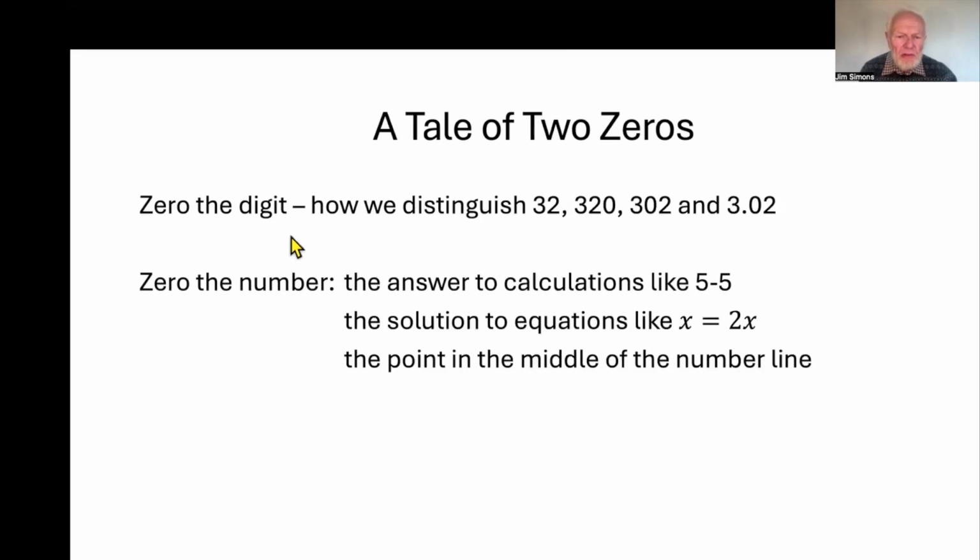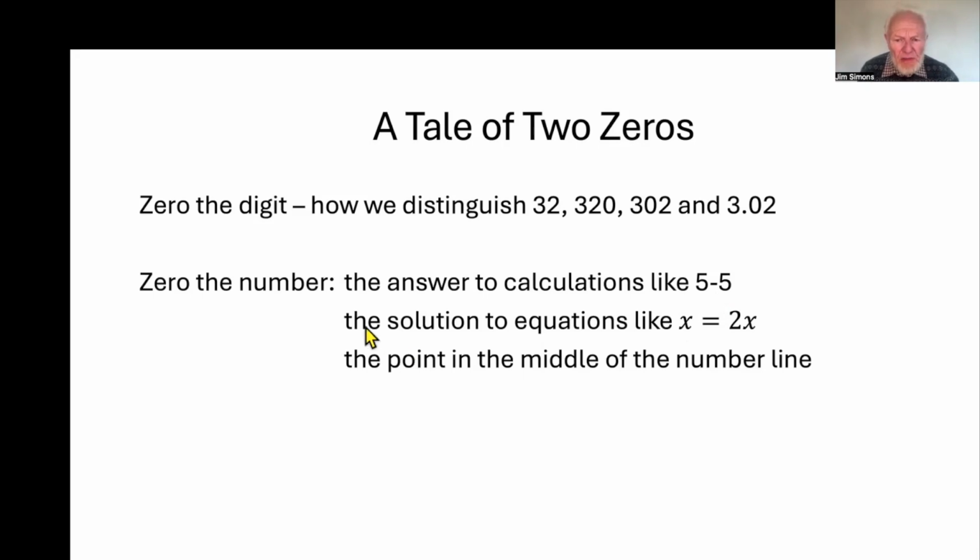So zero the digit is how we distinguish these different numbers when we write them. So zero the digit is just about how we write numbers. Zero the number, however, is something rather different. It's the answer to calculations like what's 5 minus 5. It's the solution to equations like x equals 2x. And it's the point in the middle of the number line between the positive numbers and the negative numbers.